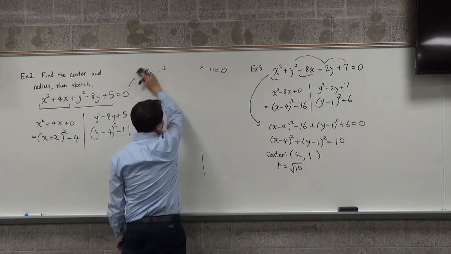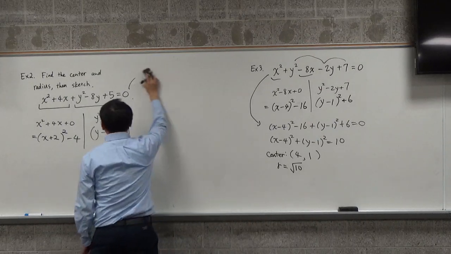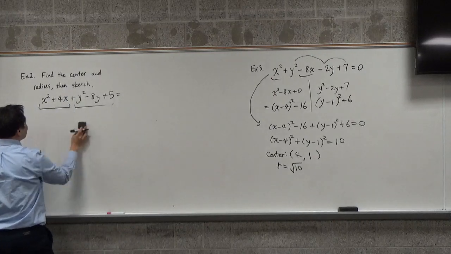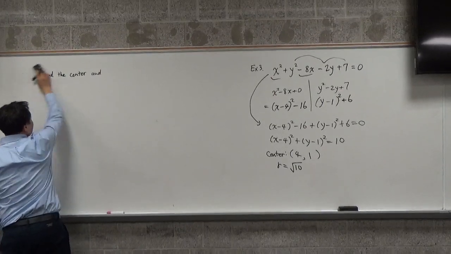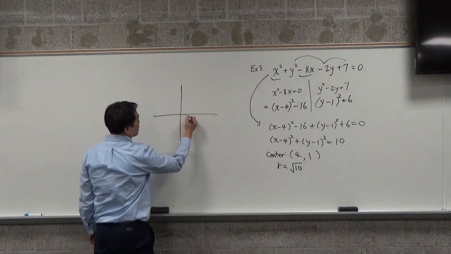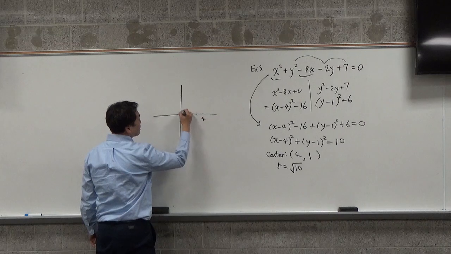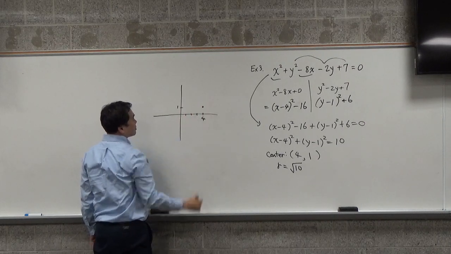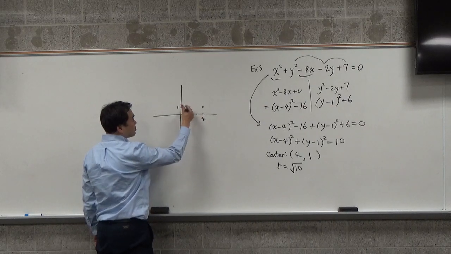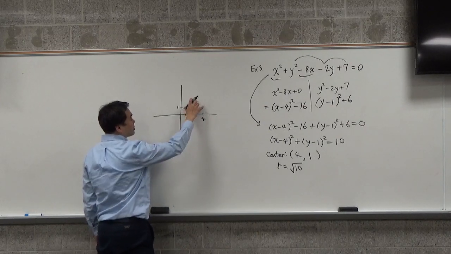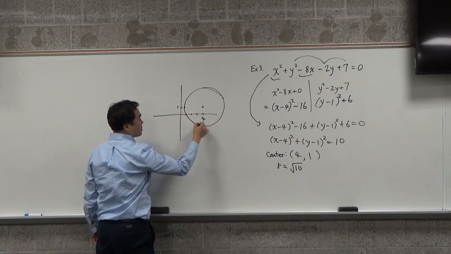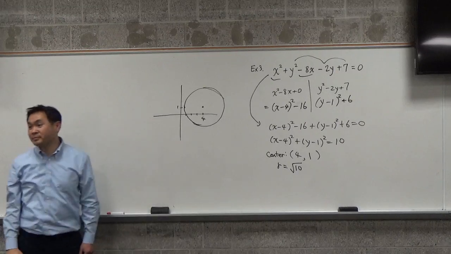So now we can draw that. Square root of 10 is just slightly bigger than 3, because 3 is square root of 9. So you can draw 1, 2, 3, 4, and then 1. And then it's about 1, 2, 3, slightly above 3, so it should go up to here. And then you draw a circle, which will be like that. Okay, so that's the graph.